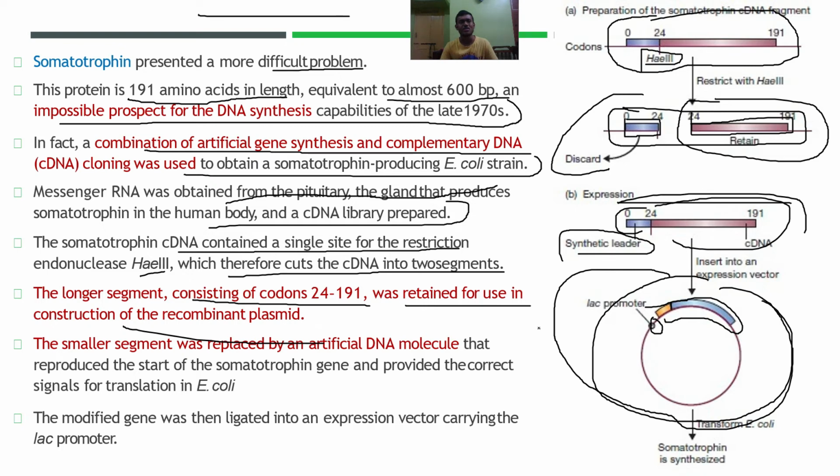So this is very easy. So this is how somatotrophin is produced. So this is another great application of genetic engineering.